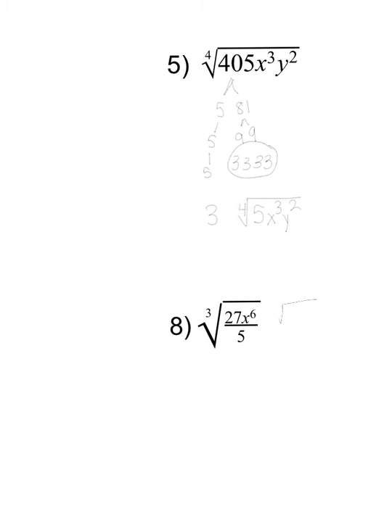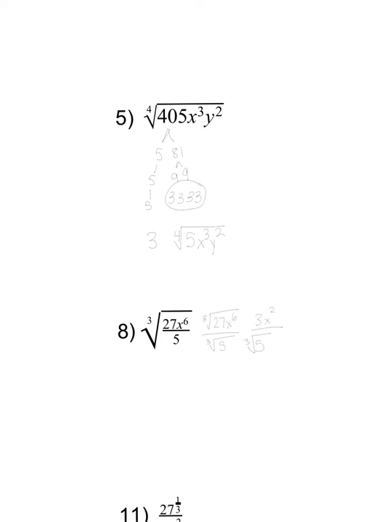Number 8, we're going to separate it as the cube root of 27x cubed, 6, over the cube root of 5. So on the top, the cube root of 27 is 3. So we have 3x squared on top over the cube root of 5. Now I cannot have the cube root of 5, so I'm going to multiply both the top and the bottom by cube root of 5 squared. Remember, we're trying to get 5 to the third power. So now on the bottom, I just have the number 5. On the top, I have 3x squared cube root of 25.